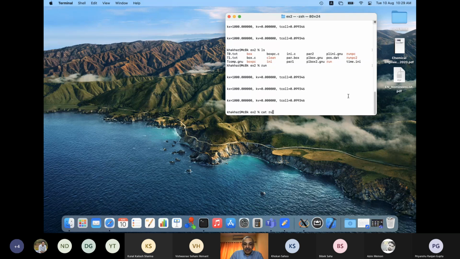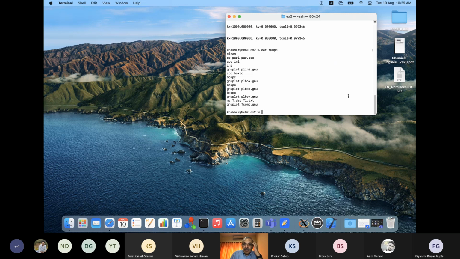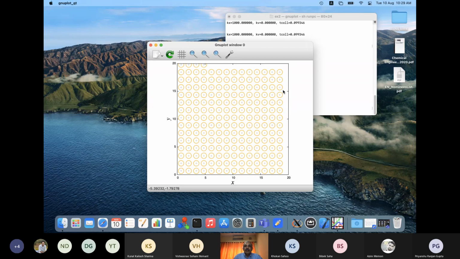And that's what is there in this program called Run PC. There I'm running another code called box PC. The first one was just box. This is box PC, which has this predictor corrector scheme in it. So if I do run PC, then I think we'll get slightly better results.